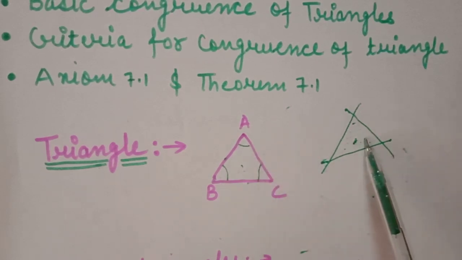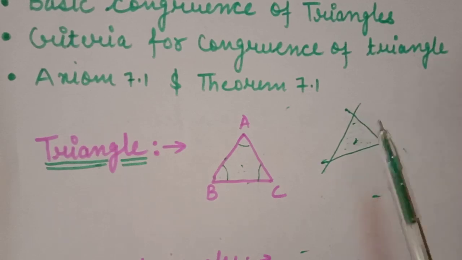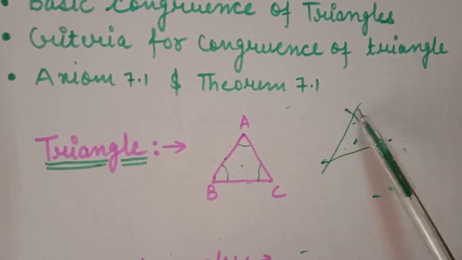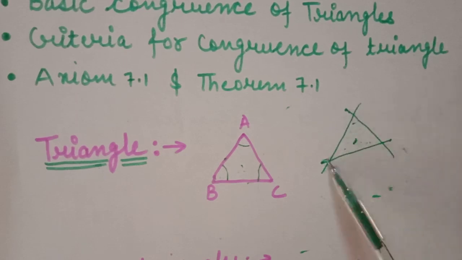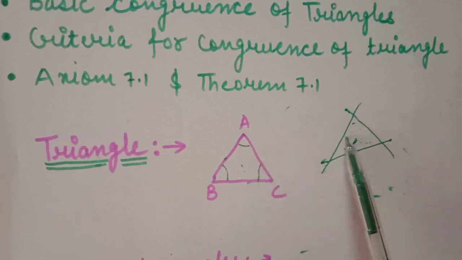Similarly, another definition: a plane figure bounded by three lines in a plane is called a triangle. They are three lines because they don't have any end points. We can produce them and they are cutting each other at one point. So both definitions are correct and they are for triangle.